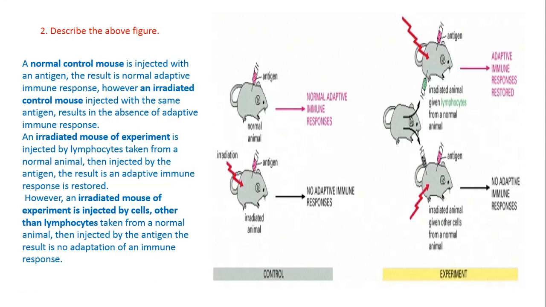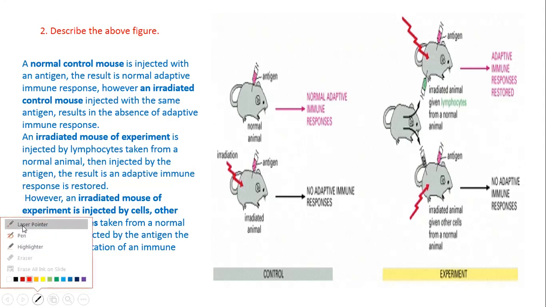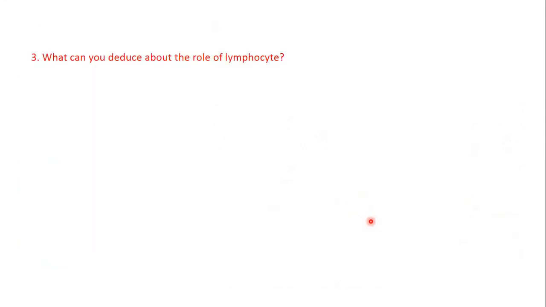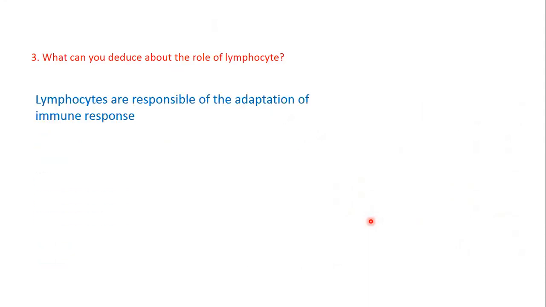However, an irradiated mouse of the experiment is injected with cells other than lymphocytes taken from a normal animal, then injected with the antigen. The result is no adaptive immune response. This is the description of the experiment. What can you deduce about the role of lymphocytes? Lymphocytes are responsible for the adaptive immune response.